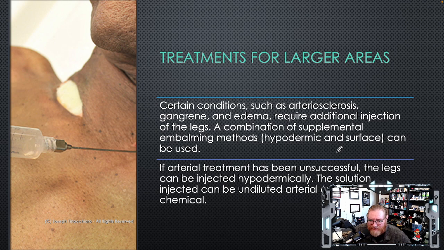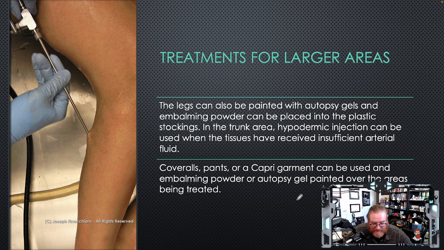Certain conditions such as arteriosclerosis, gangrene, and edema require additional injection of the legs. A combination of supplemental embalming methods can be used. If arterial treatment has been unsuccessful, the legs can be injected hypodermically. The solution injected can be undiluted arterial or cavity fluid because typically legs are non-visible. The legs can be painted with autopsy gels, and embalming powder can be placed into the plastic stockings.